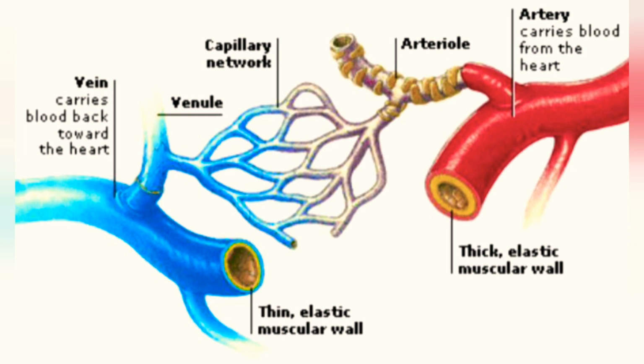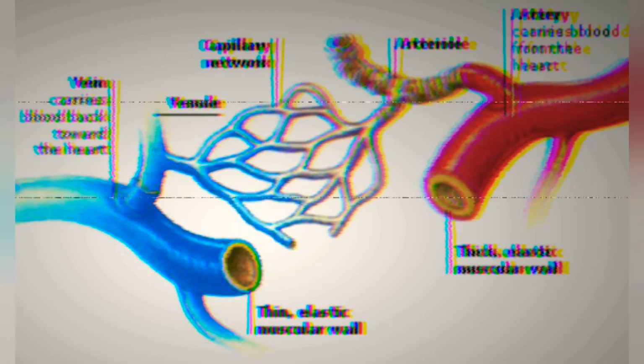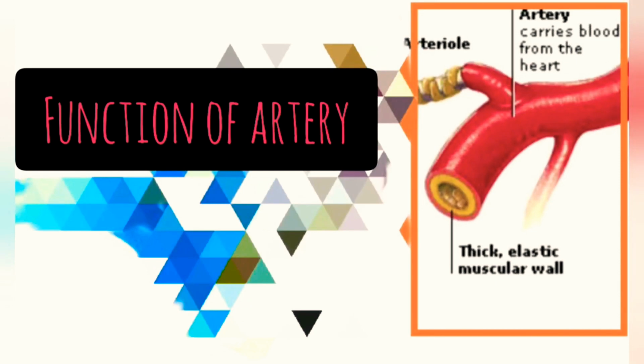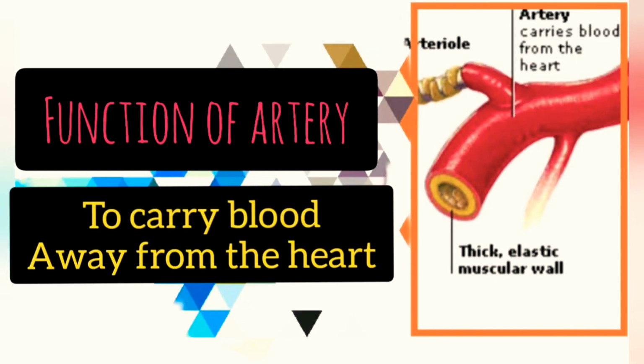This diagram will be used to explain the function of artery, capillary, and vein. What is the function of artery? The function of artery is to carry the blood away from the heart. One easy tip to remember this is using the letter A. Letter A for artery and letter A for away.